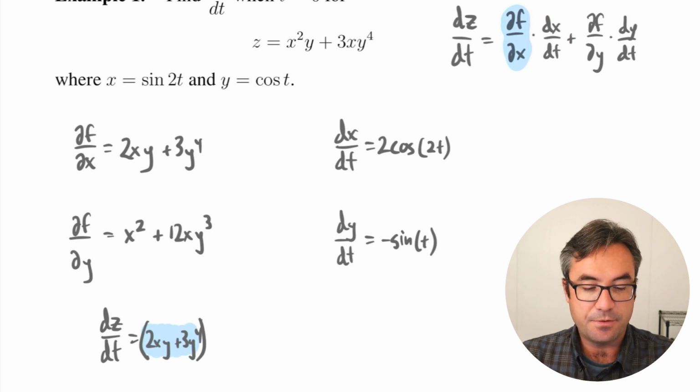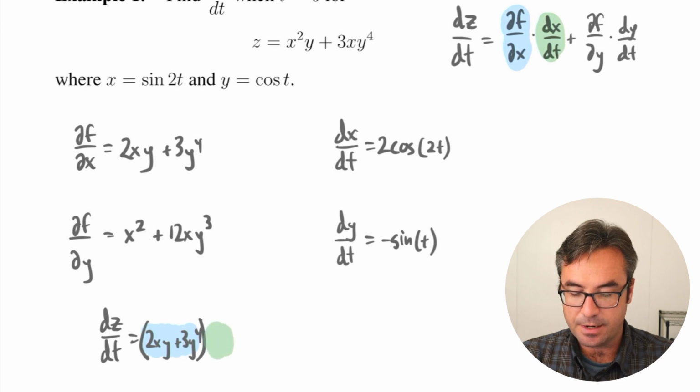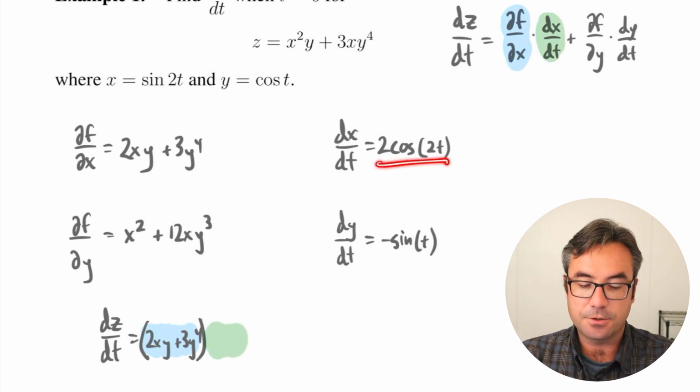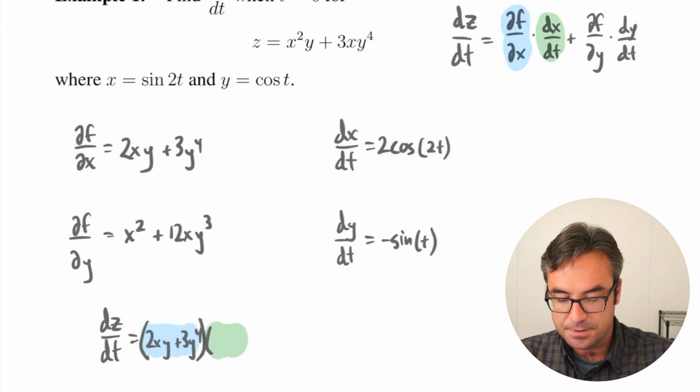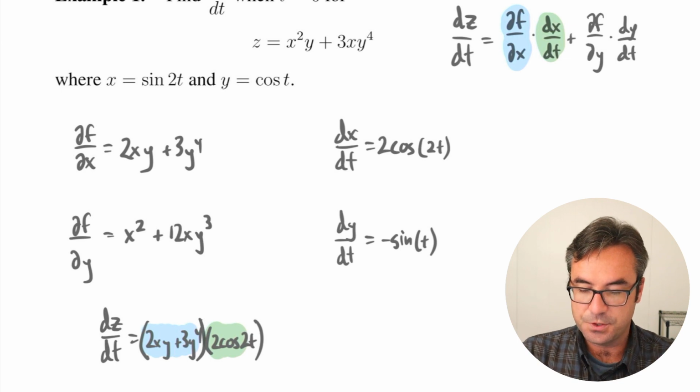So our time derivative of x, what do we find? We're going to throw that in right next door. And that's going to be our 2 cosine of 2t. And again, let's get some parentheses just for good practice there.